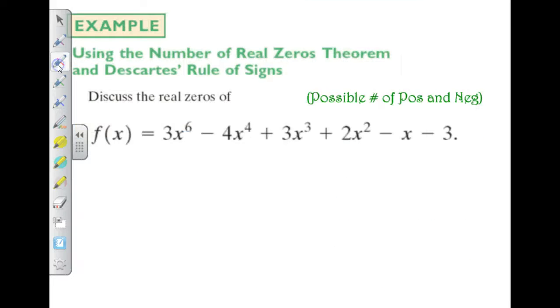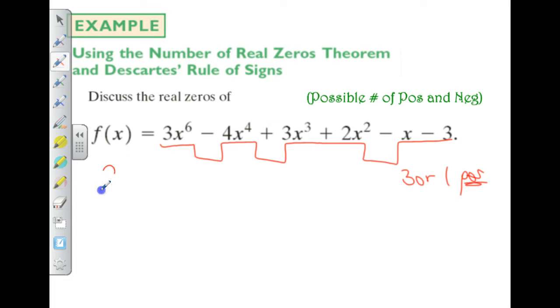So this is just another practice. Let's count the flute-de-doops. There's 1 sign change, 2, and then here 3 sign changes. That's it. So it could be 3 or 1 positive roots. To check for the negatives, let's replace x with negative x, and I'm just going to write down positive or negative. So if I throw a negative x right in here, this whole thing goes to positive.